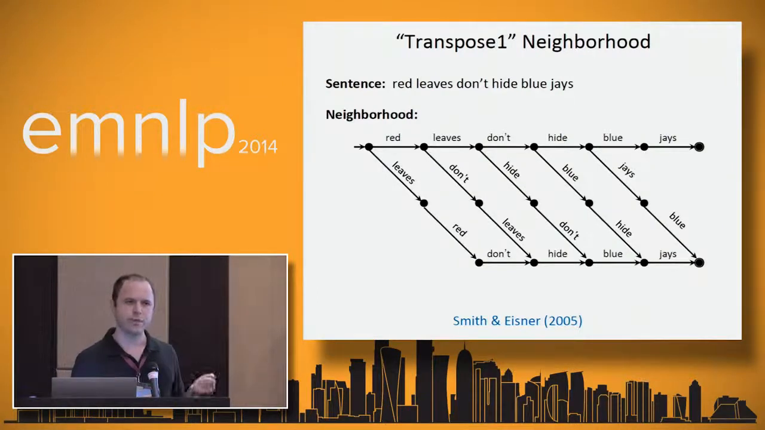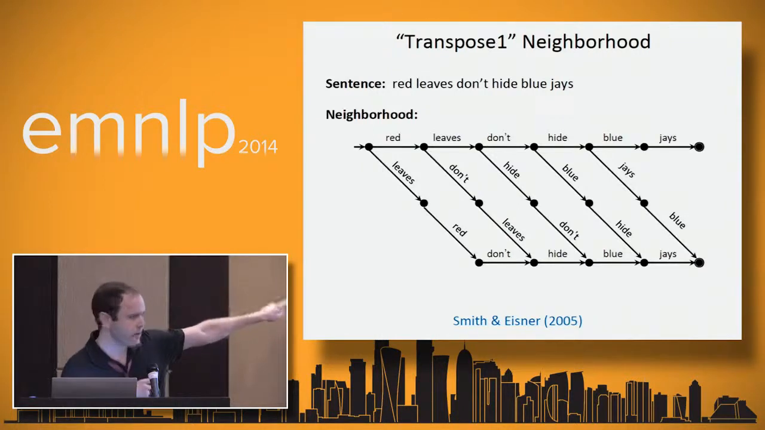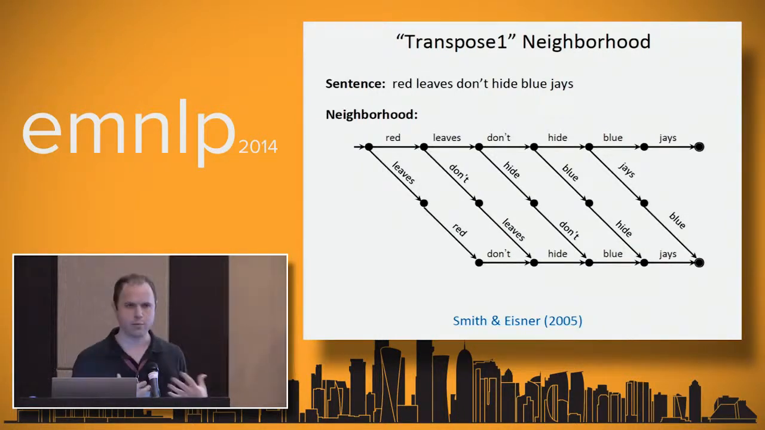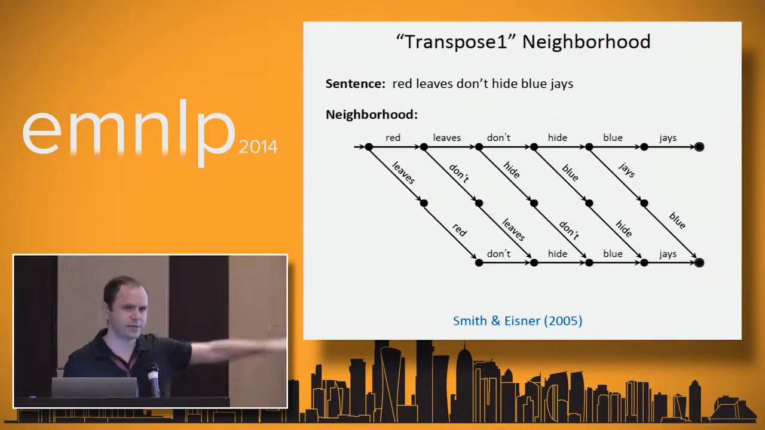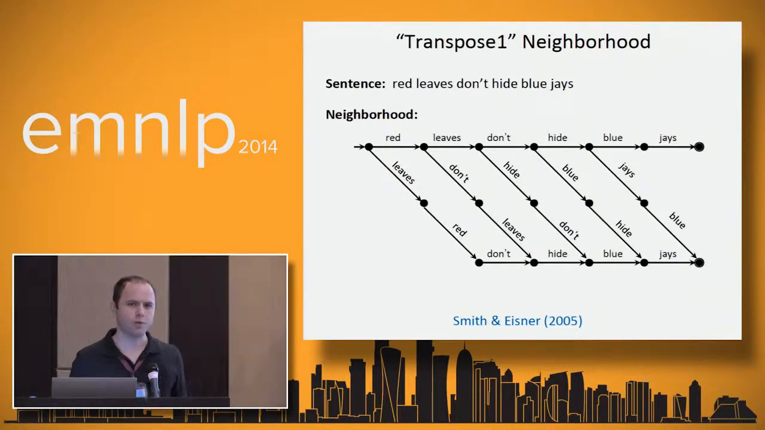Each other sequence in this lattice is a sentence that results from transposing one pair of consecutive words. So the first one going down is "leaves red, don't hide blue jays." And we'll come back to this neighborhood later. We choose to represent it as a lattice or a finite state machine so that we can do this sum faster. Because we have to sum over all these sequences, and then for each one, sum over all part of speech tag sequences for them during learning.